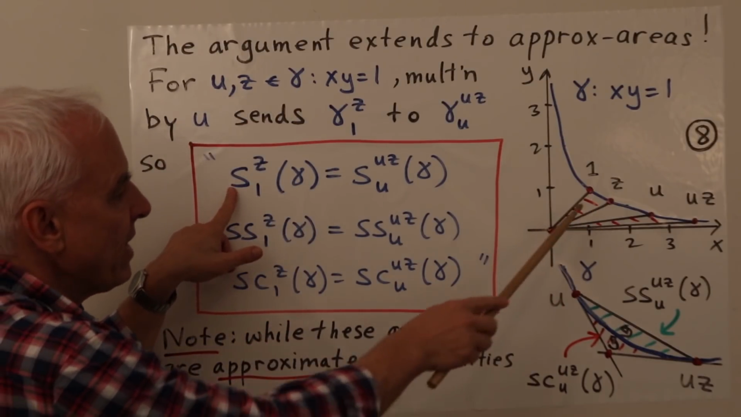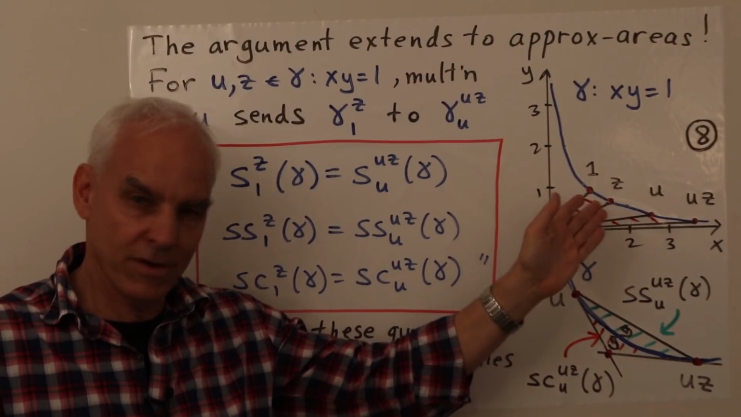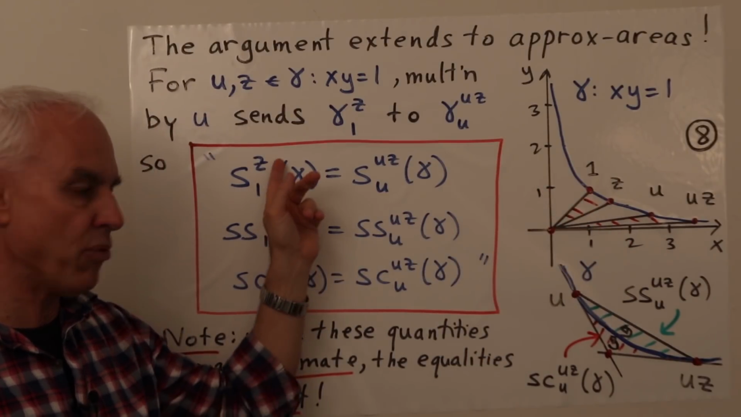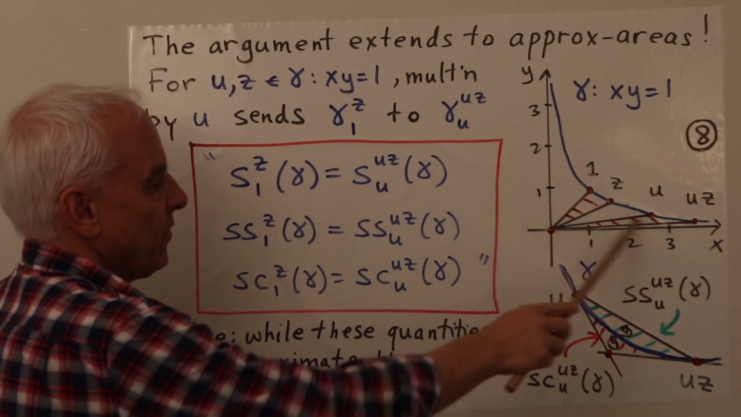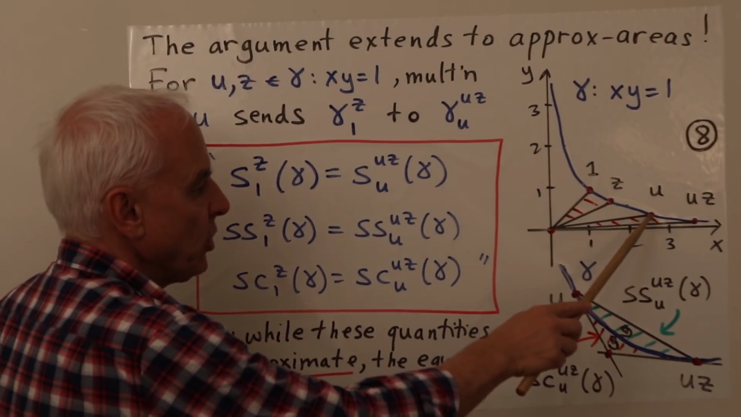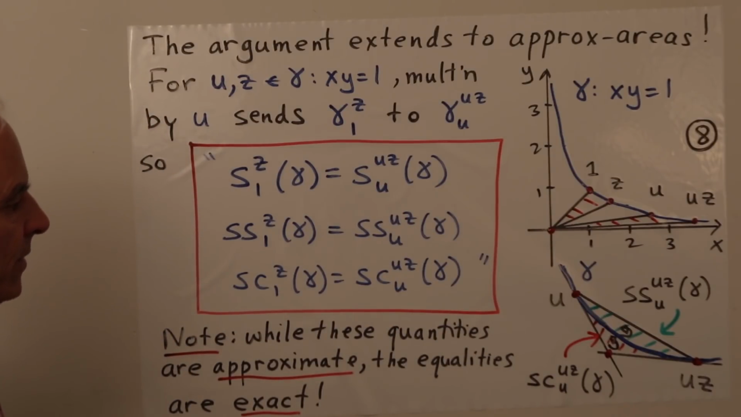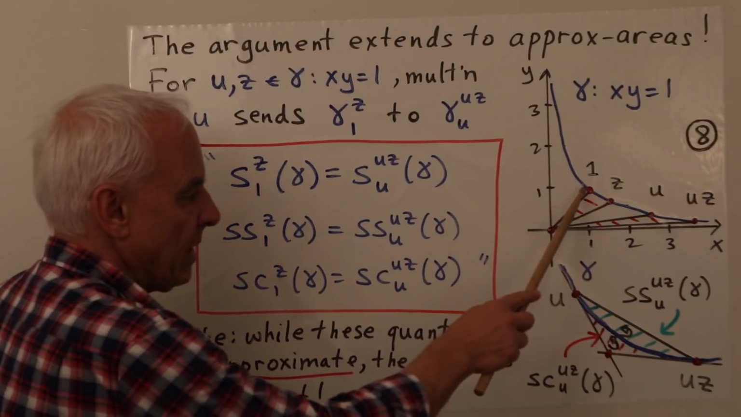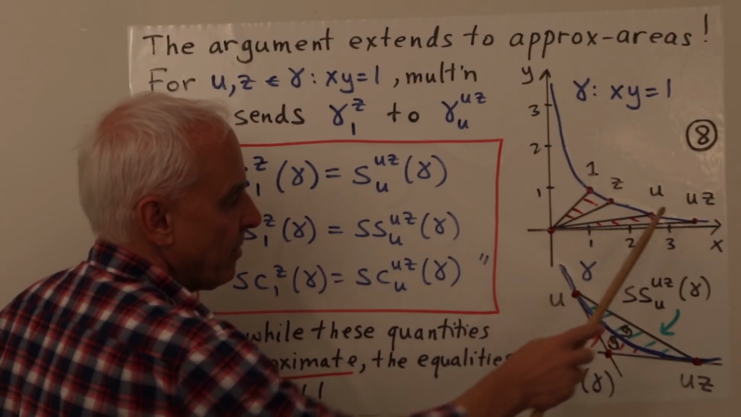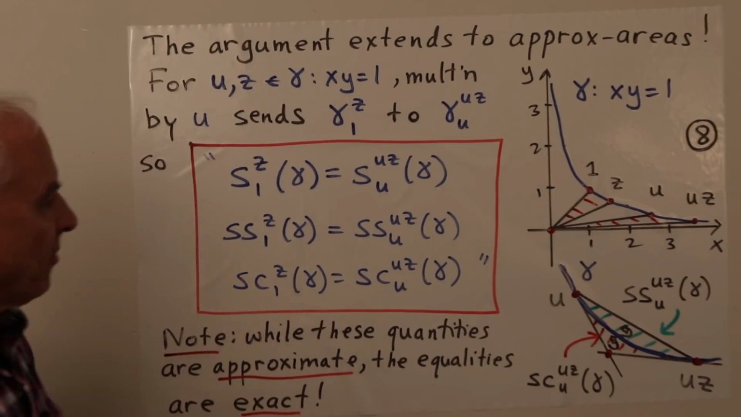of the curve gamma from, let's say, the point 1 to the point z. So we don't have a parameterization here, we just have the curve. So I'm just going to refer to this signed area in terms of the endpoints. So the signed area from 1 to z of the curve gamma is going to be equal to the signed area from u to uz of the same curve gamma. And the same argument is going to apply to the signed slice areas and the signed cap areas. The corresponding signed slice areas are also going to be the same for this segment and for this segment. And the corresponding signed cap areas are also going to be the same for both of these segments.